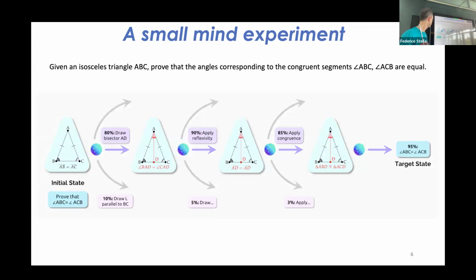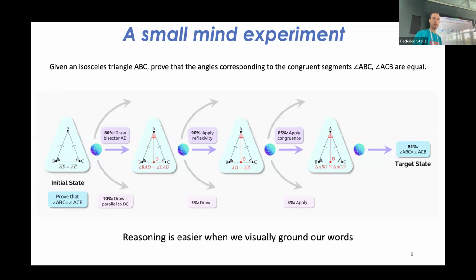So, I mean, it's not really important right now, but we could draw the bisector. We could apply some reflexivity, find that these two triangles are congruent, and then reach the final state. This is just an example of a model trying to find the right solution. But the visual part is really important. That's my point right now.